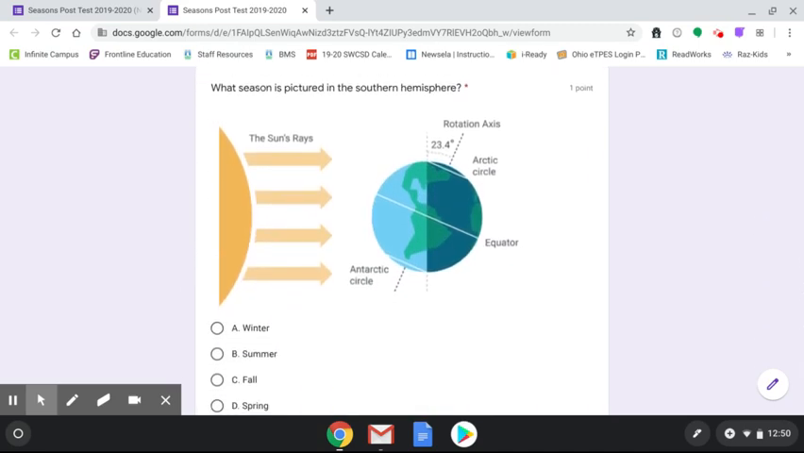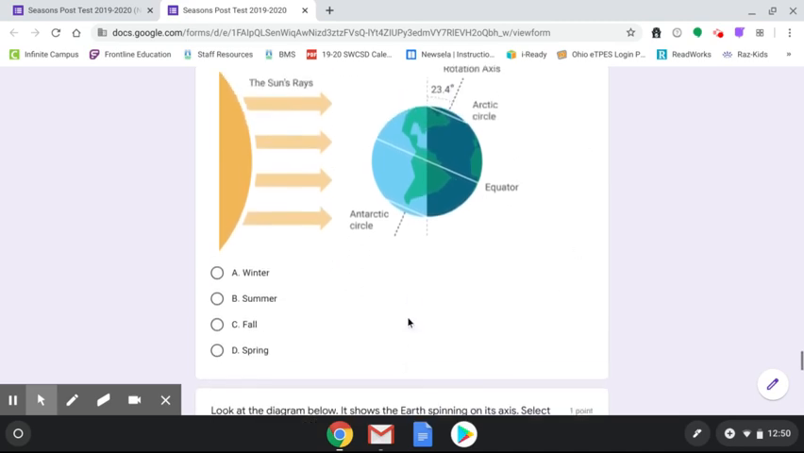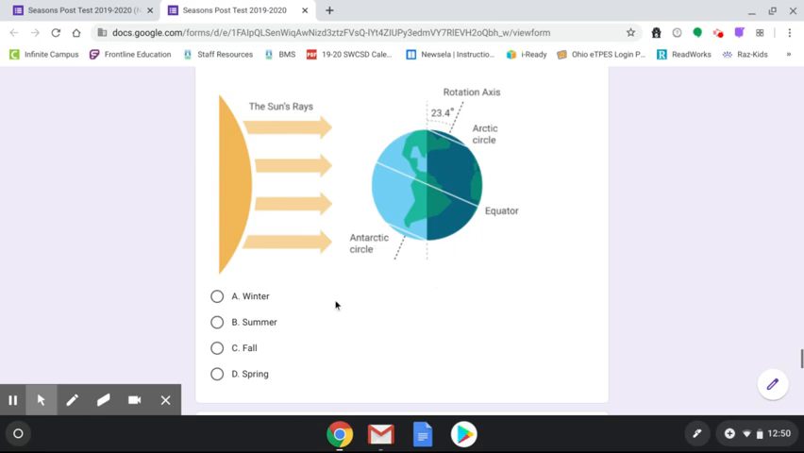Which season is pictured in the southern hemisphere? So in the southern hemisphere, observe this picture. Which season is happening in the southern hemisphere? Is it winter, summer, fall, or spring?